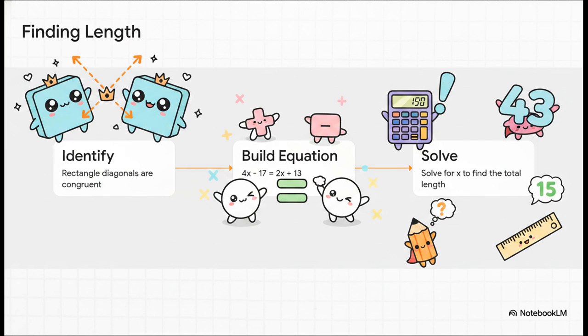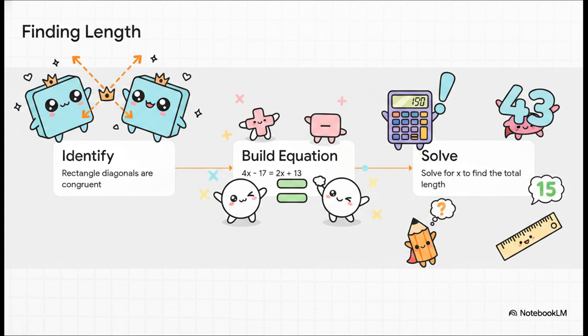Well, we solve this by immediately applying the exact geometrical rule we just learned. Step 1, we know the shape is a rectangle, right? So its diagonals absolutely must be exactly equal or congruent. Step 2, that lets us build our equation. We literally just set the two expressions equal to each other. 4x minus 17 equals 2x plus 13.